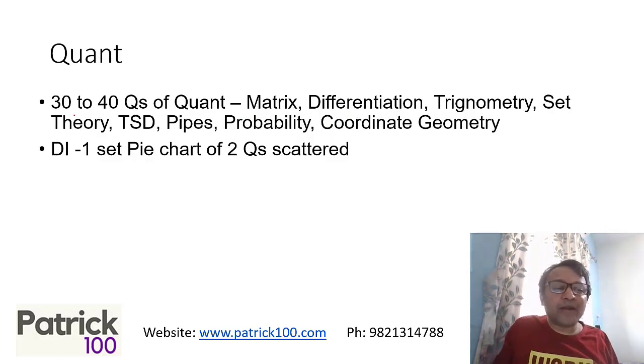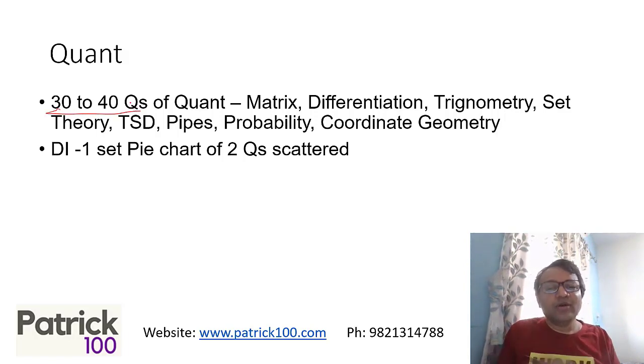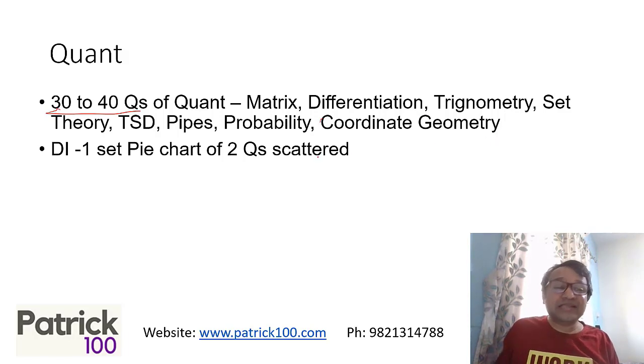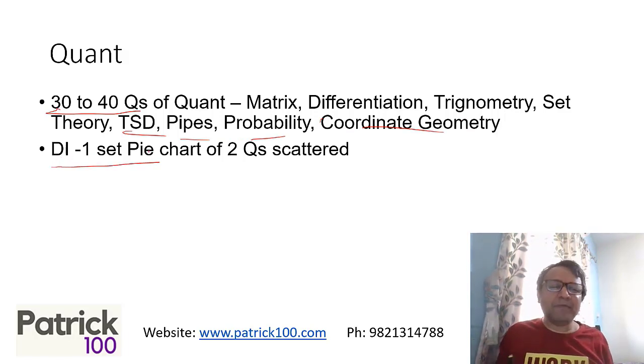Quant was comparatively lower than other sections, 30 to 40 questions, I believe. One question on matrix, one on differentiation and trigonometry, which is a surprise. But set theory, time and distance, pie, probability and coordinate geometry were all there. Apart from that, you had one set of DI, 2 questions basically, but scattered, one question up, one question down. Both were DI pie chart. That is quant. In the second slot, there were a huge number of quant questions. Luckily, in this section, not so many.